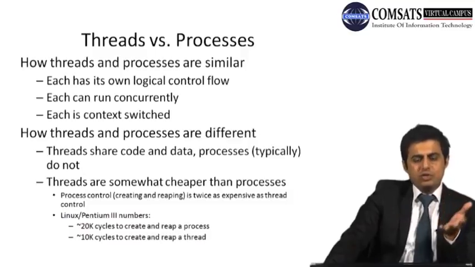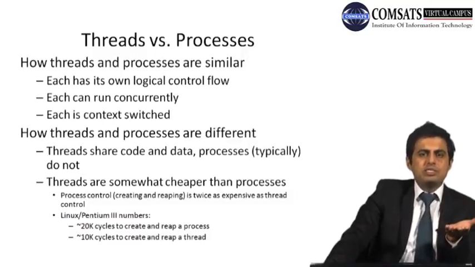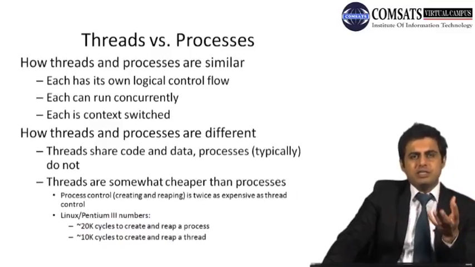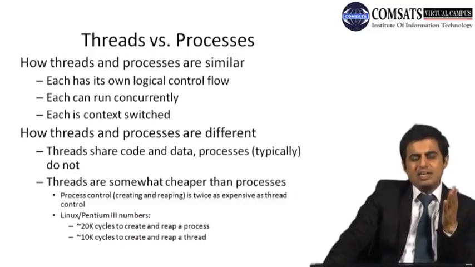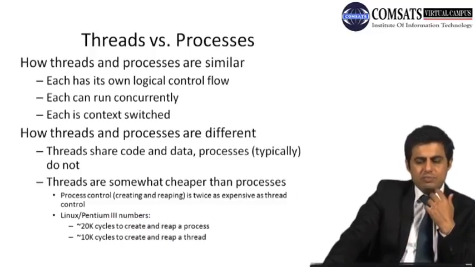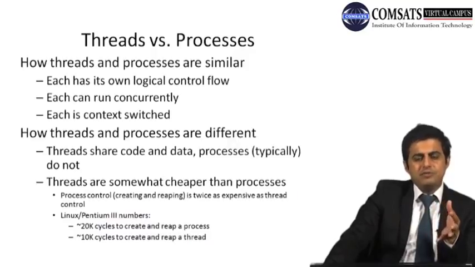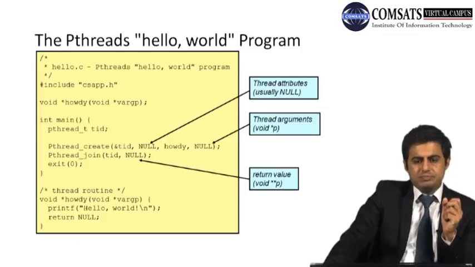So you can see that CPU is taking less time in creating and reaping a thread, and it is taking less space in the memory as well. So clearly threads are way cheaper than processes. That is why threads should be preferred if you want to have concurrent execution of some tasks.